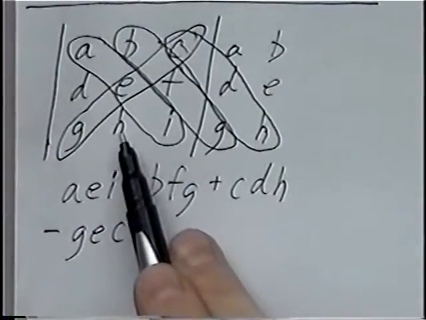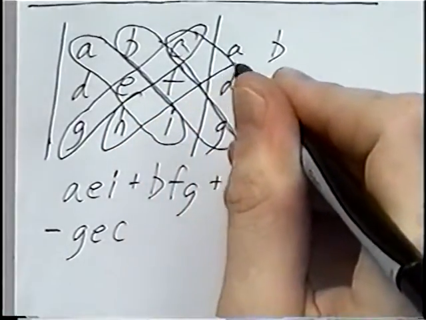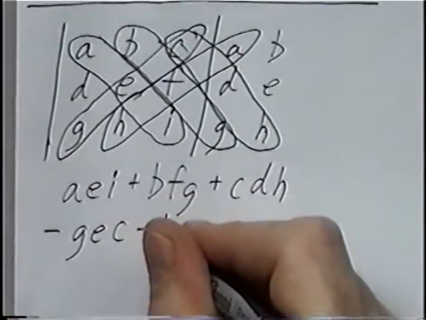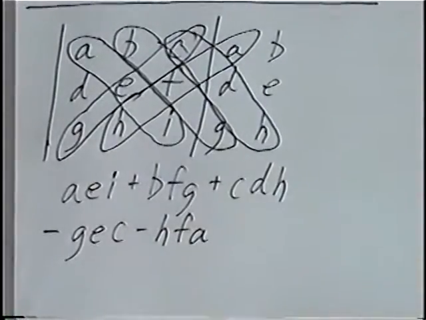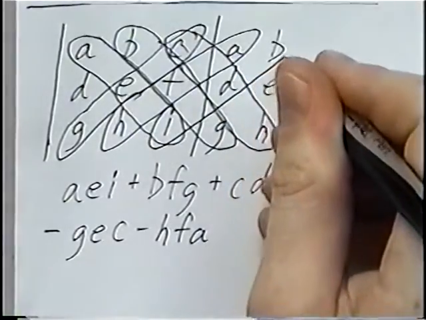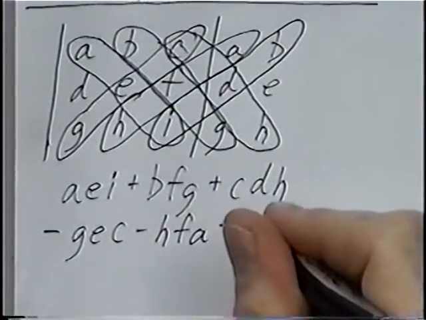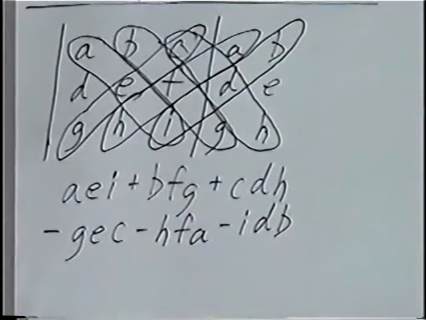Continuing to the next diagonal, H, F, and A. Again, we'll multiply all three of those numbers, H times F times A, but this time we'll subtract since it's the diagonal going from the bottom left to the top right. And the last diagonal that we have, I, D, and B. Again, we'll multiply those and subtract them, I times D times B.